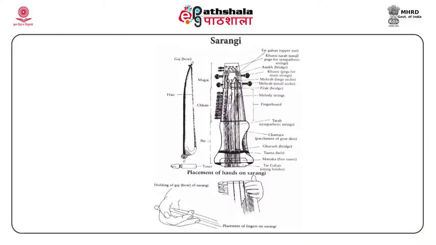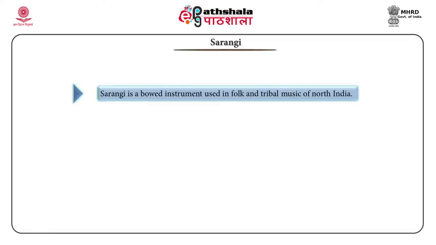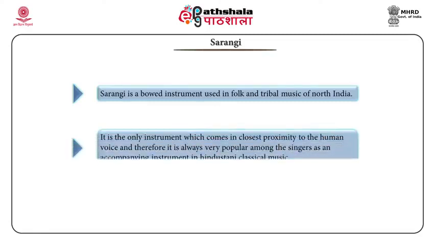Sarangi. Sarangi is a bowed instrument used in folk and tribal music of North India. It is the only instrument which comes in closest proximity to the human voice, and therefore it is always very popular amongst the singers as an accompanying instrument in Hindustani classical music.